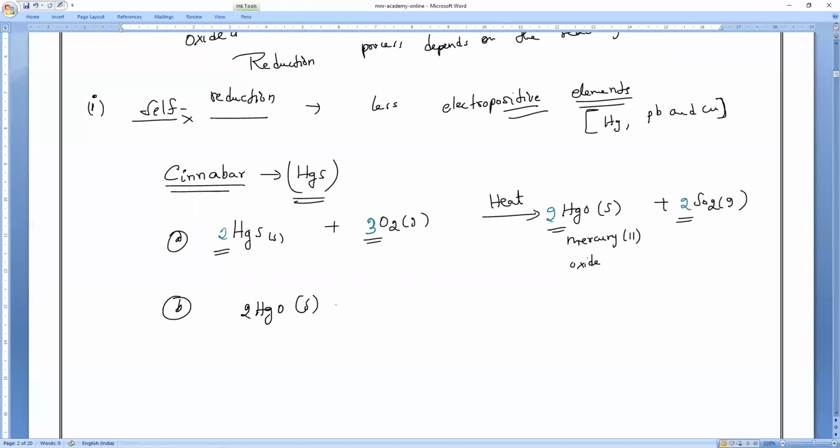If I am further heating, continuing the heating, I will directly get the pure liquid mercury, Hg, and oxygen gas will go outside. So this is how, for low reactivity, less electropositive elements, it is not necessary that a reducing agent is required. Directly they can be extracted by heating itself. So this is one of the examples.